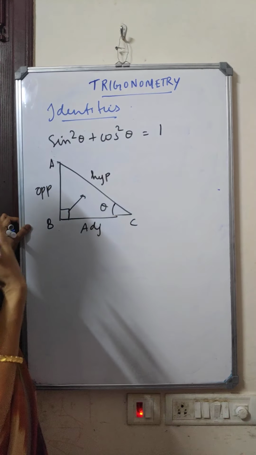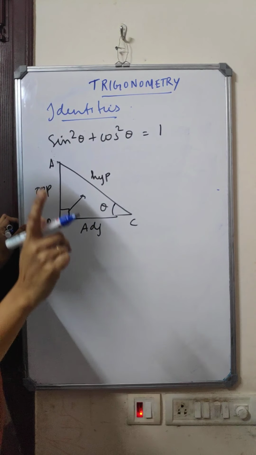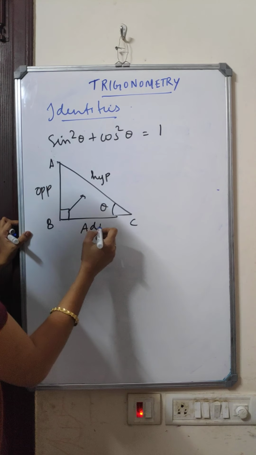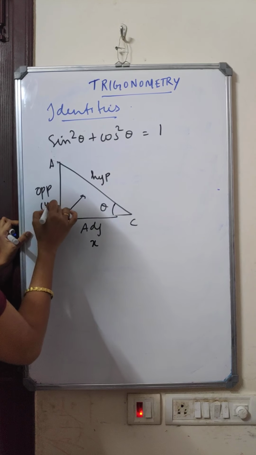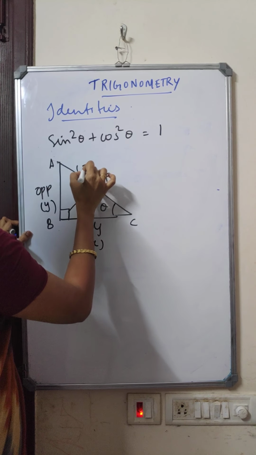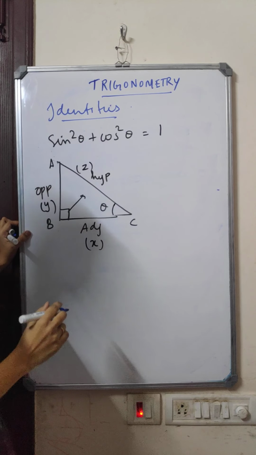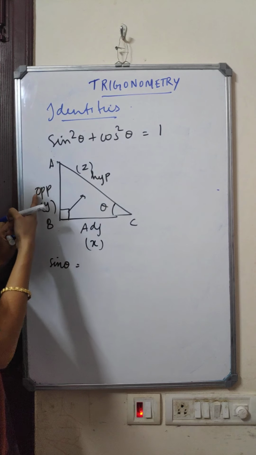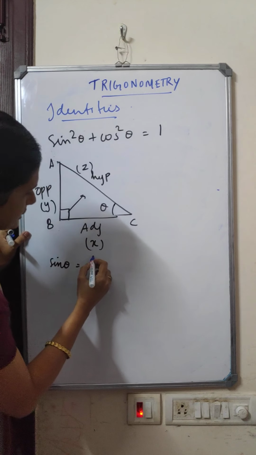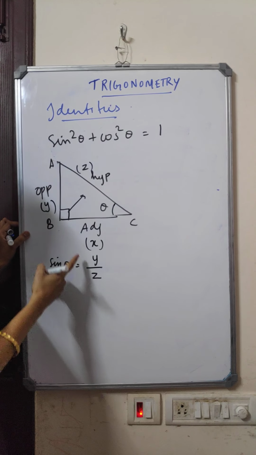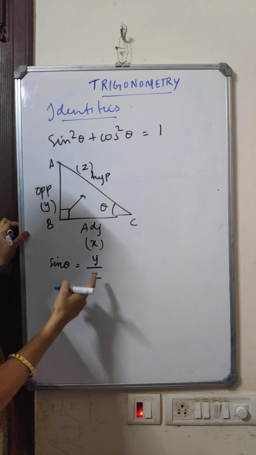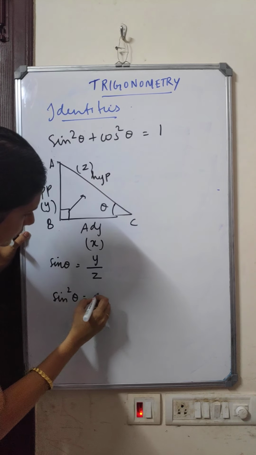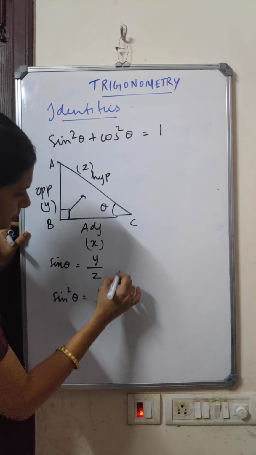A, B, C. Sin square theta plus cos square theta is equal to 1, I need to prove. Now I am giving the side values: this is x, this is y, and this is z. Sin theta is equal to what? Opposite side by hypotenuse, y by z. What is sin square theta then? Y square by z square.